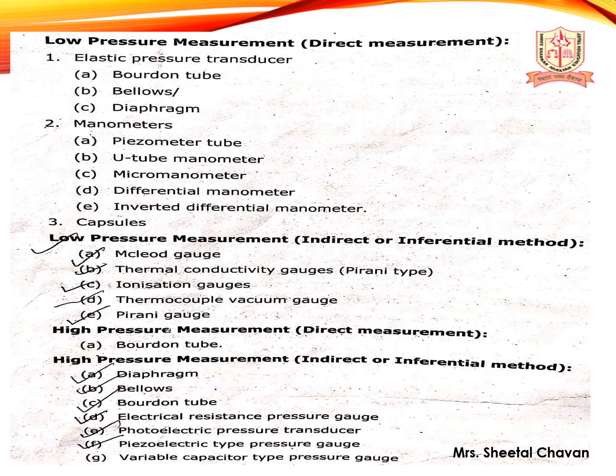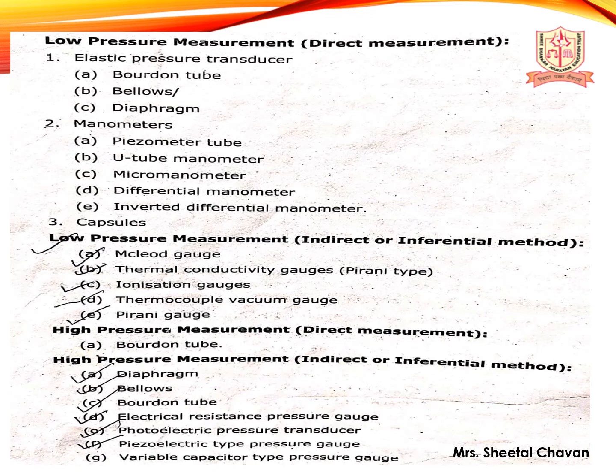As I said, there are two classifications, low pressure measurement and high pressure measurement. In low pressure measurement, there are again two types, direct measurement and indirect measurement. Under direct measurement, there are two classifications: elastic pressure transducer, in that Bourdon tube, bellows, diaphragms. And in second, manometer. In manometer, piezometer tube, U-tube manometer, micro manometer, then differential manometer, then inverted differential manometer and capsule.